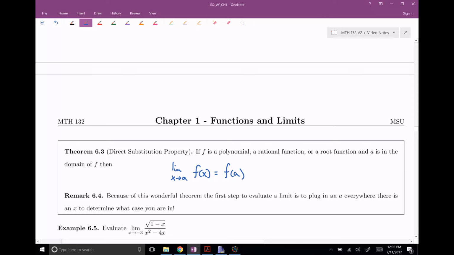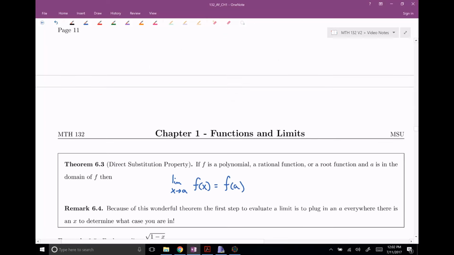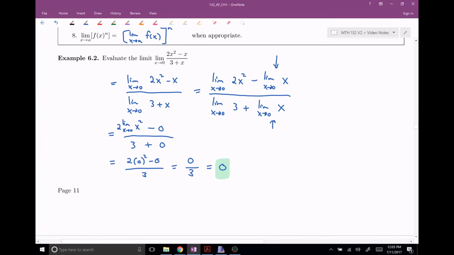So if I was to do this back for our function up here, this is a rational function. It's a polynomial over a polynomial, so this applies. If I just plug in 0 everywhere I see an x, notice what I'd get: 2 times 0 squared minus 0 over 3 plus 0, which gives me 0 over 3, which happens to be 0. So this limit evaluates to 0. This is much faster. This direct substitution property makes life really great.